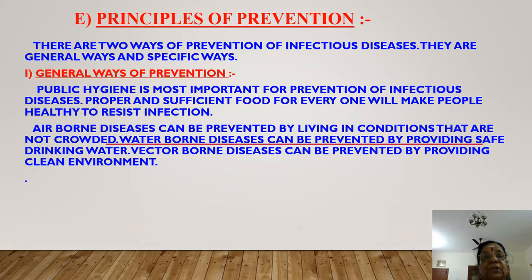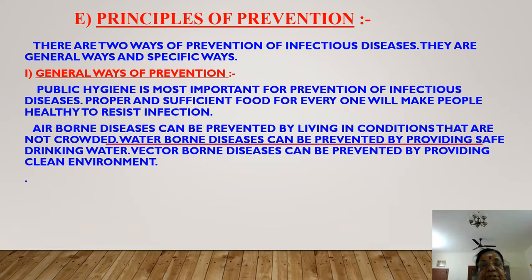So this is for the principles of treatment. Now we are following the principles of prevention. There are two ways of prevention of infectious diseases. They are general and specific ways. In the general way, public hygiene is most important for prevention of infectious diseases. I repeat, public hygiene is most important for prevention of infectious diseases.